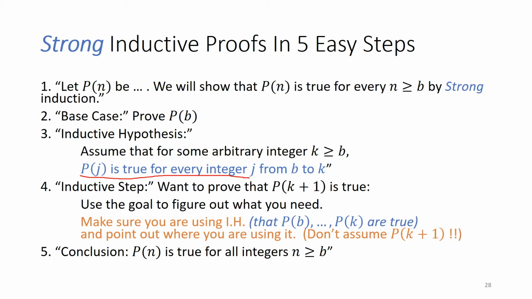Then we need to show P of k plus 1, that is the next step. Then we can put them together. We know P of b, the starting point, is true, and P of k, the previous steps, are all true, then we can make a conclusion: P of n is true for all cases when n is greater than or equal to b.